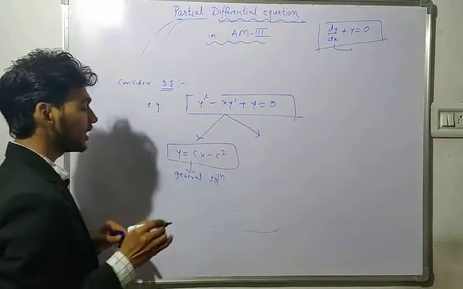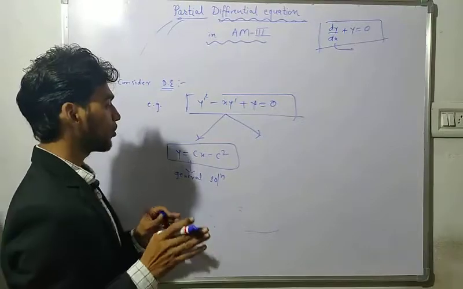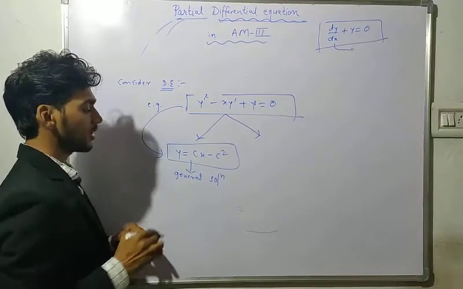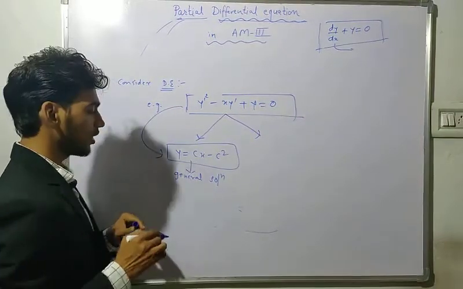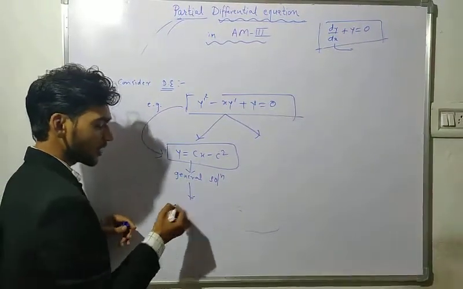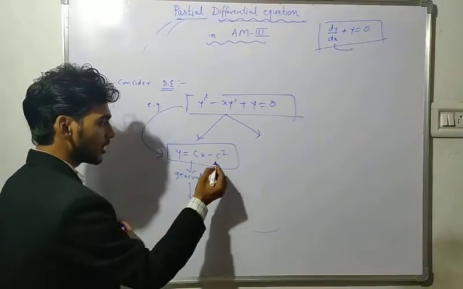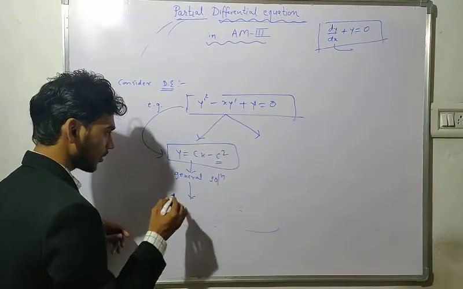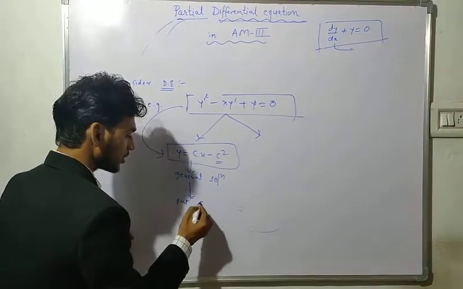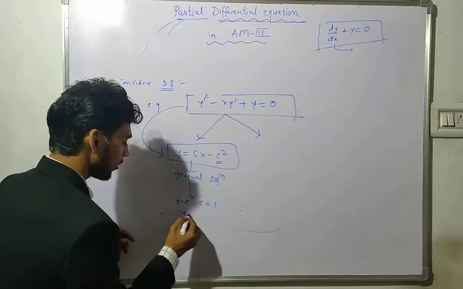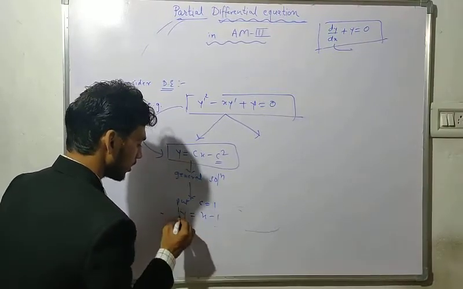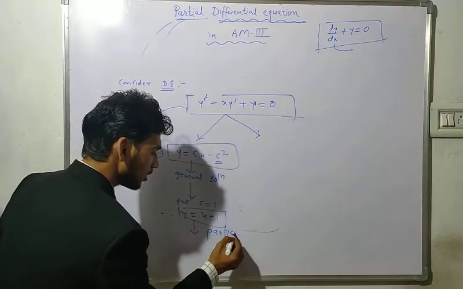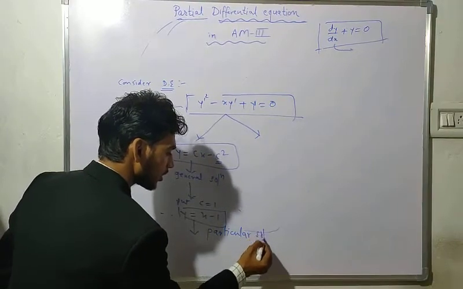You have already seen the concept and procedure of how to solve the differential equation in first year. So you can easily obtain this solution for this differential equation. Now from this general solution we can find a particular solution by putting some values to the arbitrary constant. For example, put c equal to 1, therefore y equal to x minus 1. That is our particular solution.